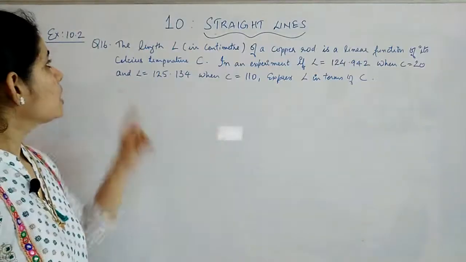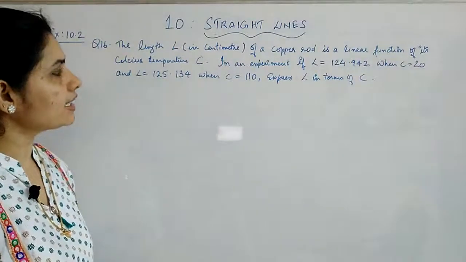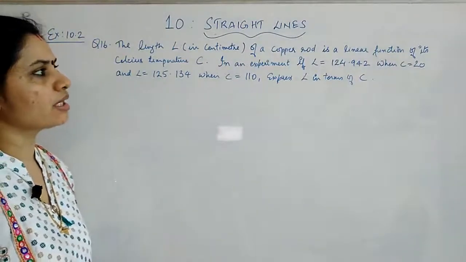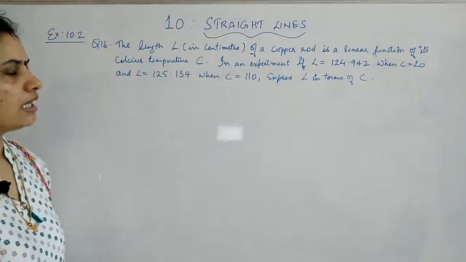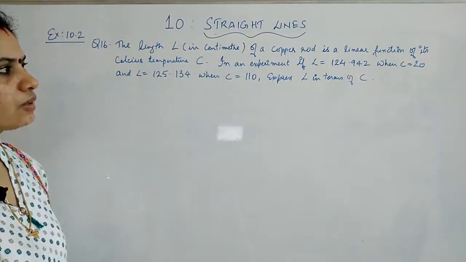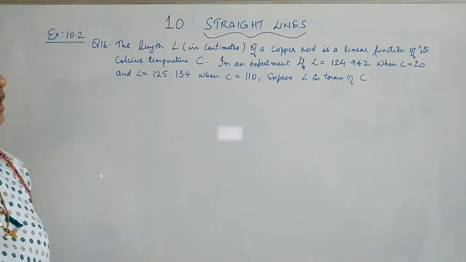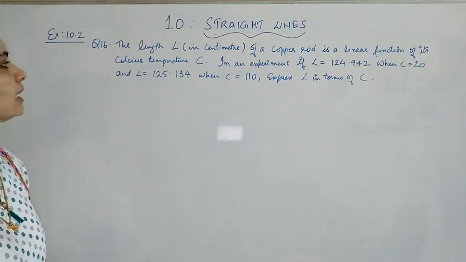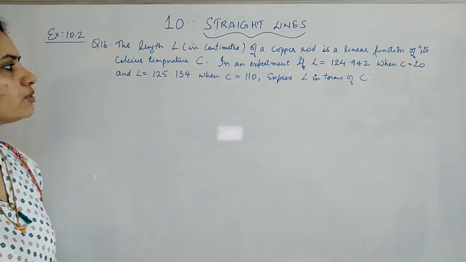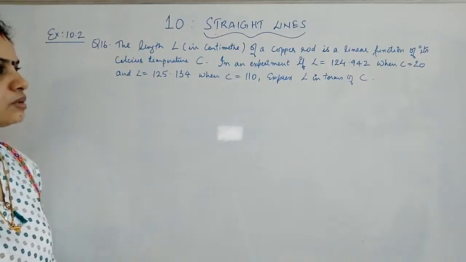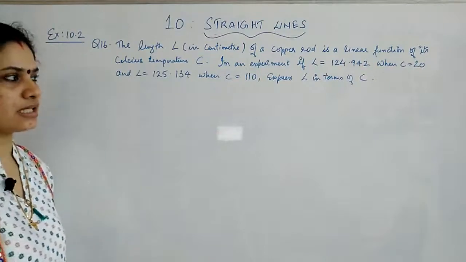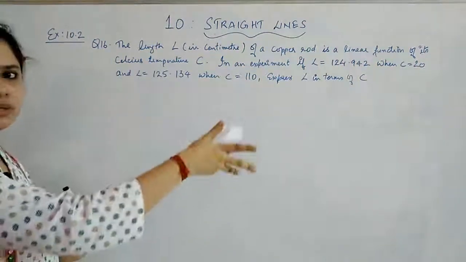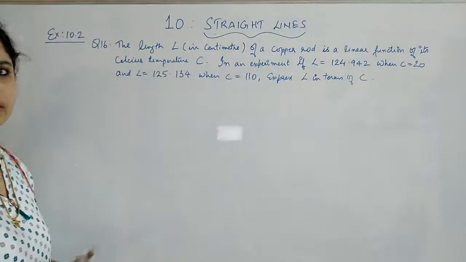Number 16 is, the length L in centimeters of a copper rod is a linear function of its Celsius temperature C. In an experiment, if L is equal to 124.942 when C equal to 20 and L equal to 125.134 when C is equal to 110, express L in terms of C. So you have to get L is equal to something which contains only C and remaining constants.